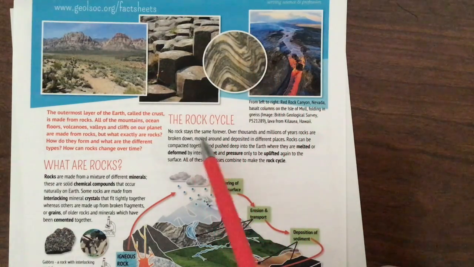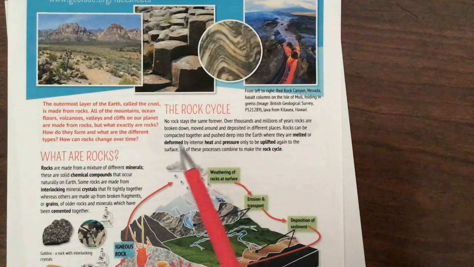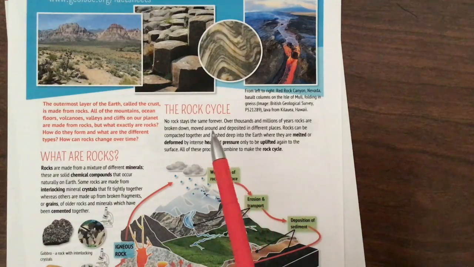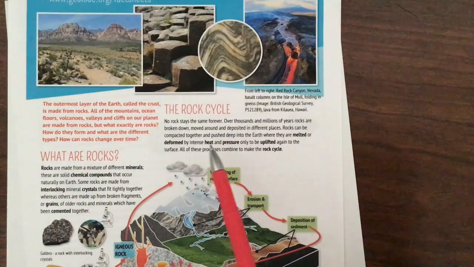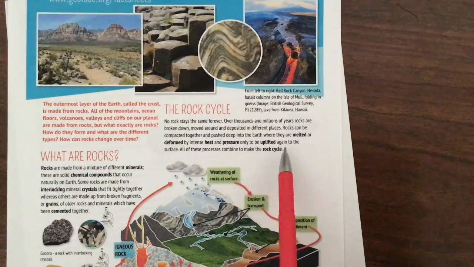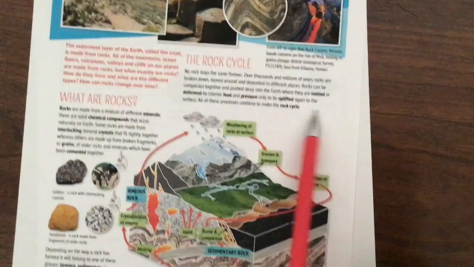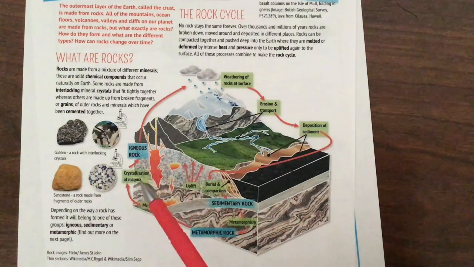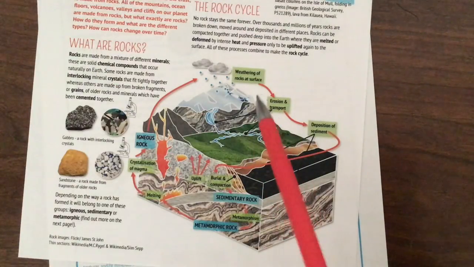Okay, the rock cycle. No rock stays the same forever. Over thousands and millions of years, rocks are broken down, moved around, and deposited in different places, just like water. Rocks can be compacted together and pushed deep into the earth, where they are melted or deformed by intense heat and pressure, only to be uplifted again to the surface. All of these processes combine to make the rock cycle. Guys, look at all these words here, and these arrows. I think this is going to come in handy, because I think what we're going to be doing is basically filling these in. So take a good look here.